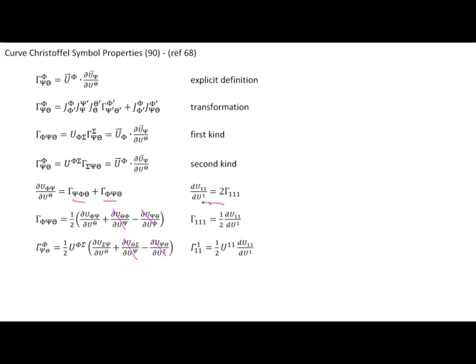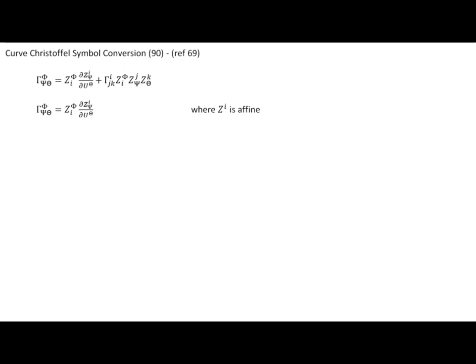In particular, notice this one, how simple it is to find the one and only Christoffel symbol. It's just 1/2 of the derivative of the covariant metric tensor with respect to our coordinate. And then, of course, to find the Christoffel symbol of the second kind, we simply raise the index by multiplying by this factor. The conversion formulas for the Christoffel symbol work just fine for a curve and are completely self-explanatory.